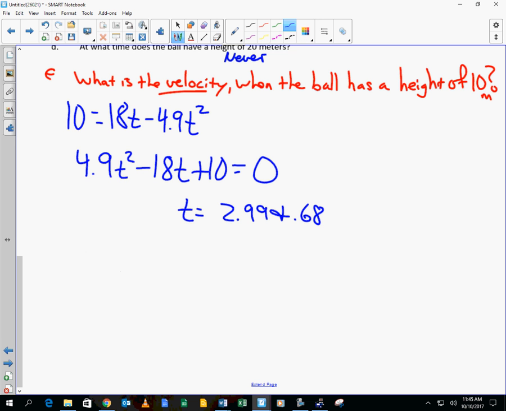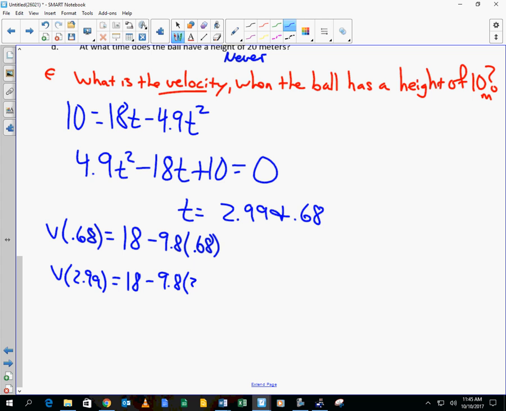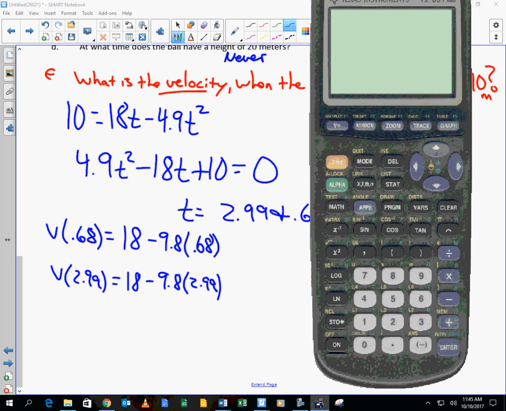So what I do now is I plug it into my velocity function. The velocity at 0.68 is equal to 18 minus 9.8 times 0.68. And the velocity at 2.99 seconds is equal to 18 minus 9.8 times 2.99. So those values should really be about the same. They would just be opposite in value.